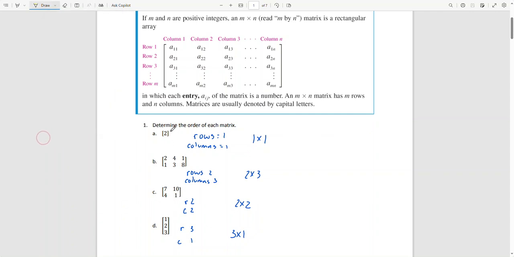yellow. Okay, this matrix has one entry. There is one row. There also happens to be one column. That makes this a size 1 by 1. This is not the absolute value of x. This is 1 by 1.